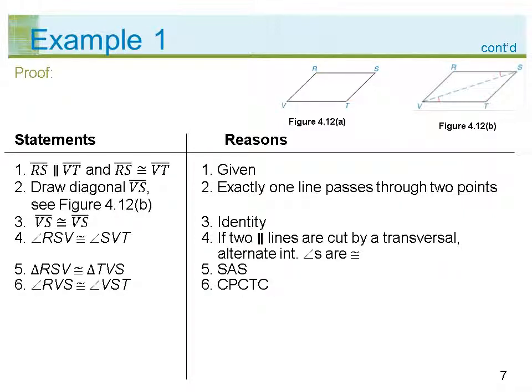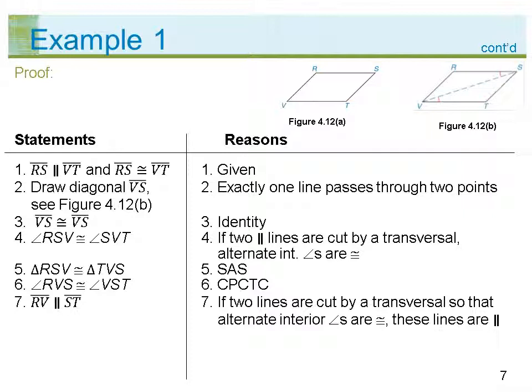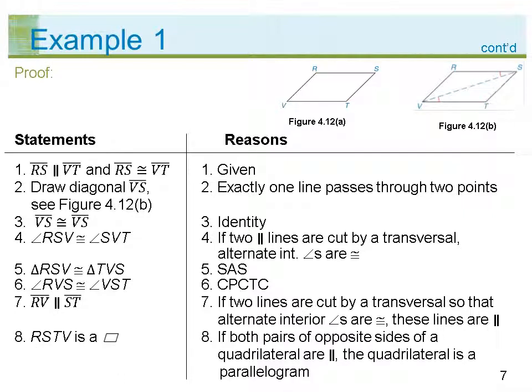Statement 6. Angle RVS is congruent to angle VST. Reason 6. CPCTC. Corresponding parts of congruent triangles are congruent. Statement 7. Segment RV is parallel to segment ST. Reason 7. If two lines are cut by a transversal so that alternate interior angles are congruent, these lines are parallel. Statement 8. RSTV is a parallelogram. Reason 8. If both pairs of opposite sides of a quadrilateral are parallel, the quadrilateral is a parallelogram.